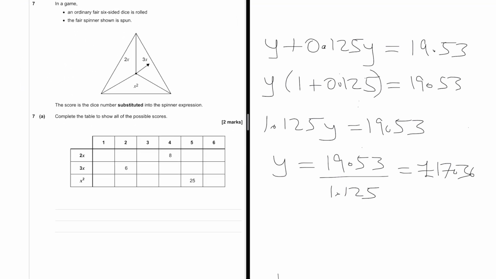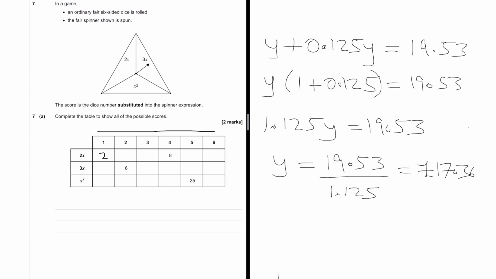So moving on to question 7. We're told that we have an ordinary fair 6-sided dice, and it's rolled. There is a fair spinner, which is shown, and the score is the dice number substituted into the expression on the spinner. So for this part, we just have to fill out all the possible scores. We're just going to replace every instance of x with the value from the top row.